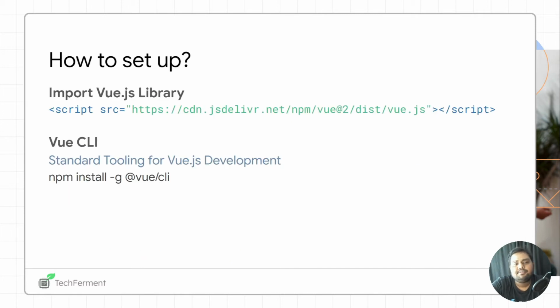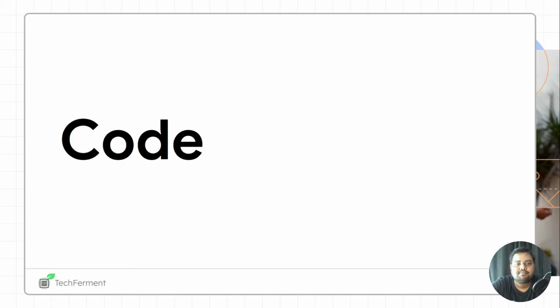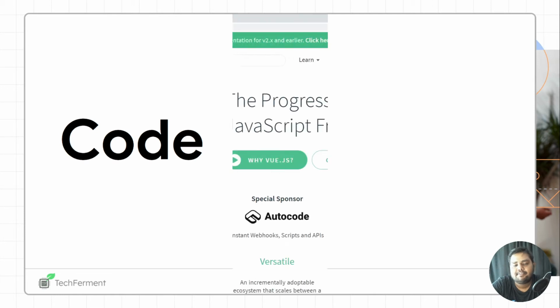You can use Vue.js in two ways in your web applications. The first one is you can load the Vue.js JavaScript library in your HTML page, or you can download the Vue.js CLI and create a Vue.js project. In this video, I'll show you how we can import the Vue.js library in our HTML page and how we can use Vue.js. So let's get started.